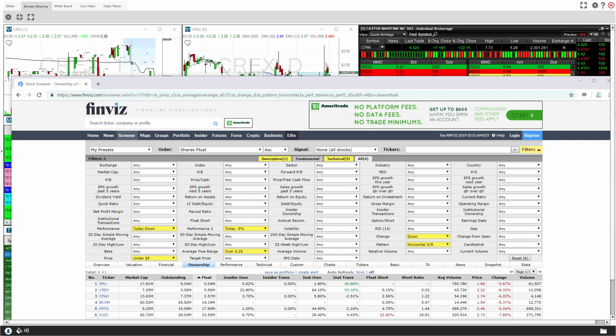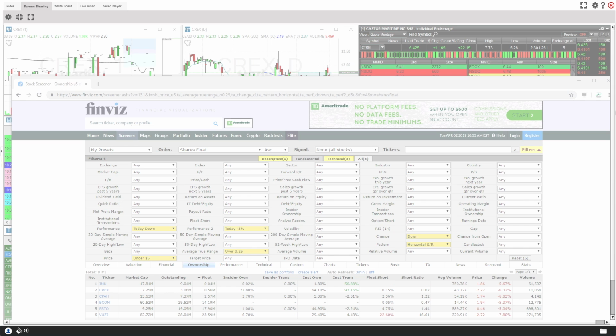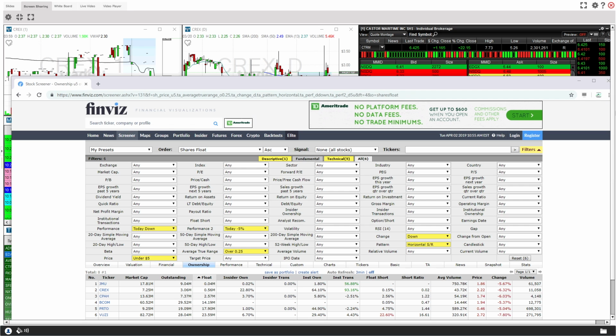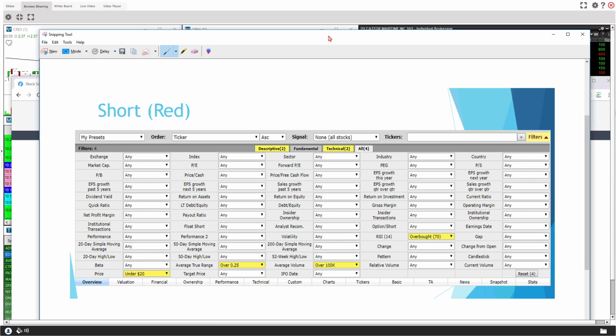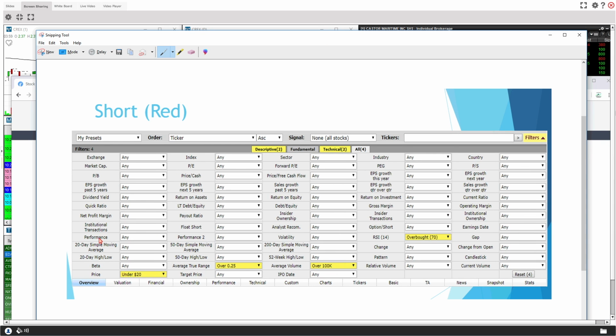Shorting. For all you shorters out there, right? Let's look at our next possible scan. This one's a pretty simple one, pretty easy as well. What we have here is our shorting. We're going to have our price. We could keep it under 20, under $10, whatever we want. Average true range, 0.25. We have average volume over 100K.